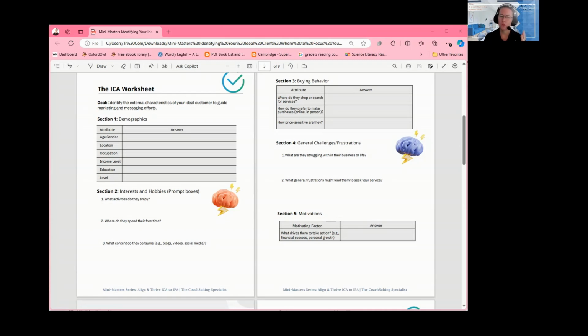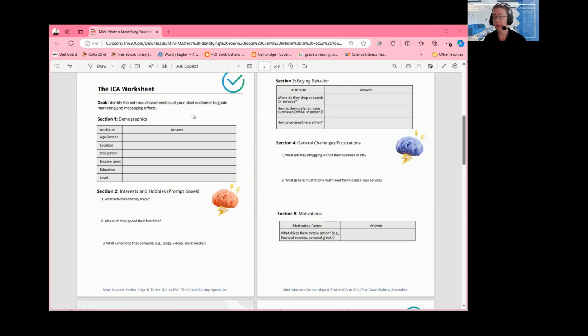So the ICP though. Now here's a worksheet for you guys. You need to identify the external characteristics of your ideal customer to guide marketing and messaging efforts. This is really just a simple recap of some of the ICA worksheets I've given you before, the ideal client or ideal client avatar. This is more to get you thinking about it, to maybe update it, because we are always refining.